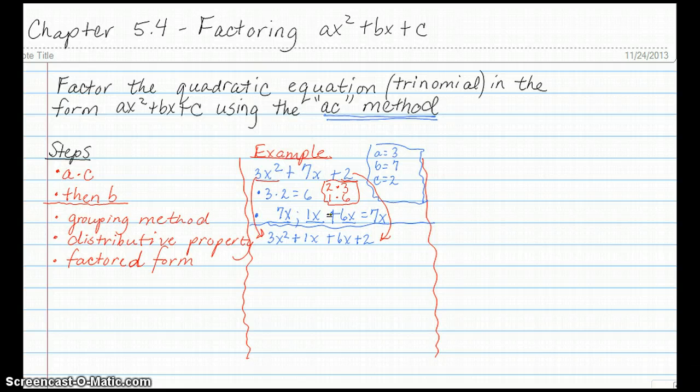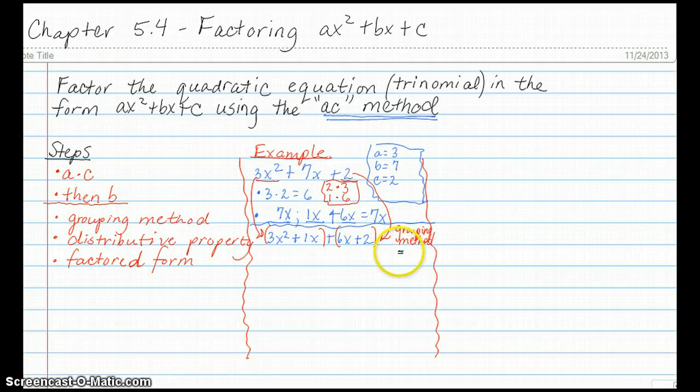Now we're going to use the grouping method. And grouping indicates parentheses, so we're going to put parentheses here and here. So we've grouped 3x squared plus 1x together, and we've grouped 6x plus 2.